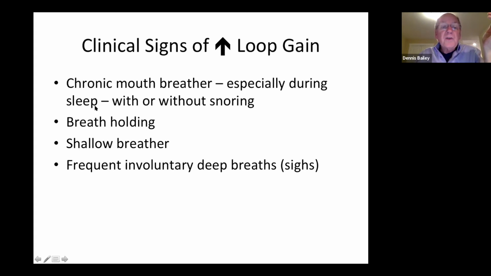These patients also are breath holders. They will report to you that they have breath holding episodes, or they're witnessed as having them. Not an apnea, just breath holding, just not breathing. But the key factor I found was shallow breathing, a shallow breather. Somebody who doesn't inspire normally and expire normally. They really are very shallow breathers, which is typically followed by the last one, involuntary deep breaths or sighs.